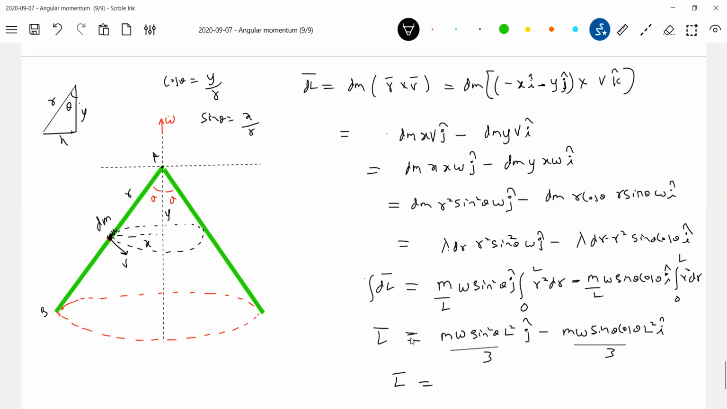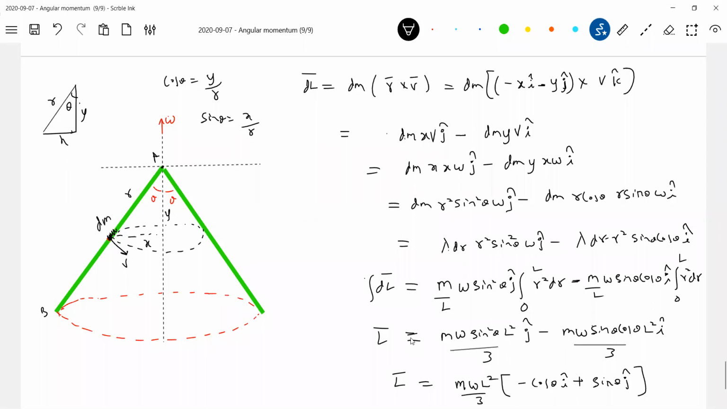Now what should be the final equation? L bar will be, I think I can take some quantities common, no? Sin theta I'll take common, and M omega L square by 3 I'll take common. Then minus cos theta I cap plus sin theta j cap. Is it along omega?